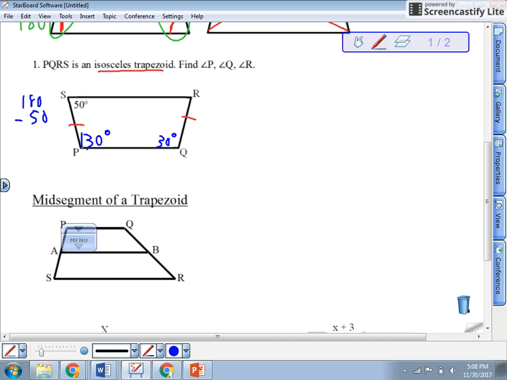I made a mistake here. This is going to be 130. And since, again, that's 50, that's got to be 50. You can see that all four add up to 360. So sorry for the quick mistake there. All right, there are the properties of trapezoids.